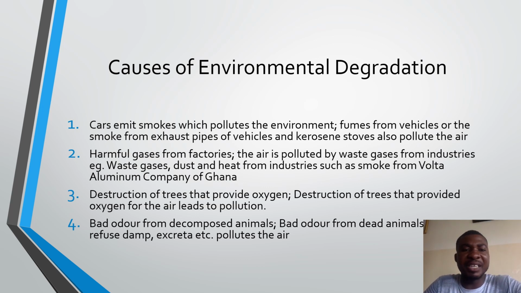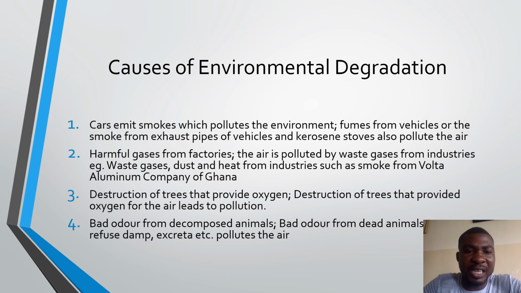We have explained this over and over. We are saying that cars emit smoke into the atmosphere. That is why one of the ways of controlling air pollution is that we should prevent over-aged cars from coming into the country, because when over-aged cars are in the country, there will be smoke coming from the exhaust pipes of those vehicles. And we should also stop people from using kerosene stoves, and use LPG gas instead.